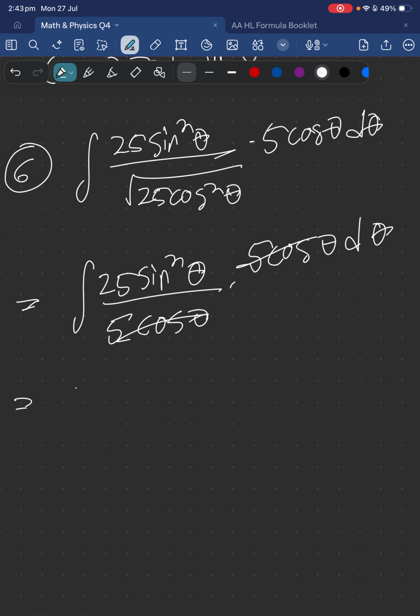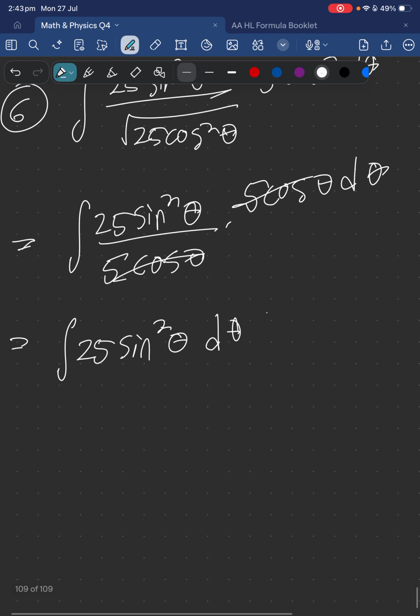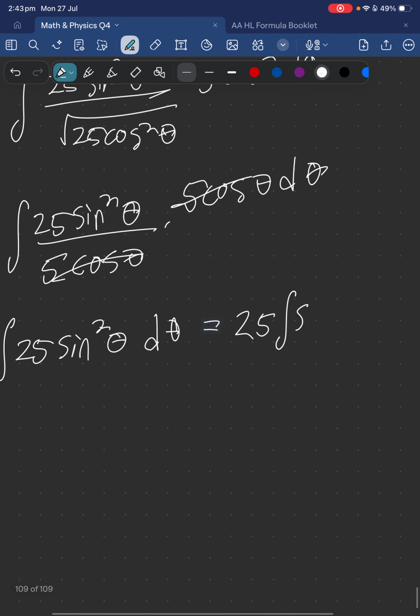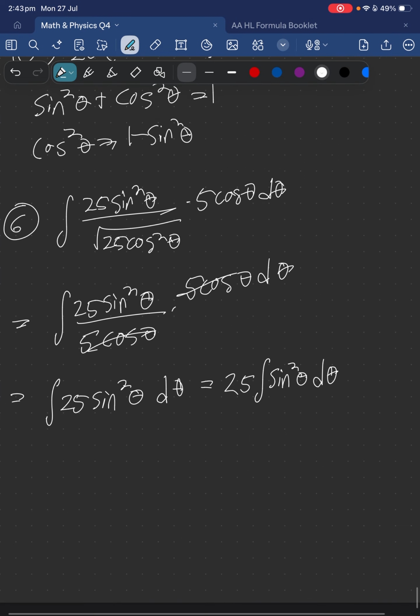So now this is equal to the integral of 25 sine squared theta d theta. This is where things get a bit tricky now. Let's just simplify this to bring 25 outside, because we don't need it inside. Now this is where we'll need to use the trigonometry section of the formula booklet, and I'll show you why.